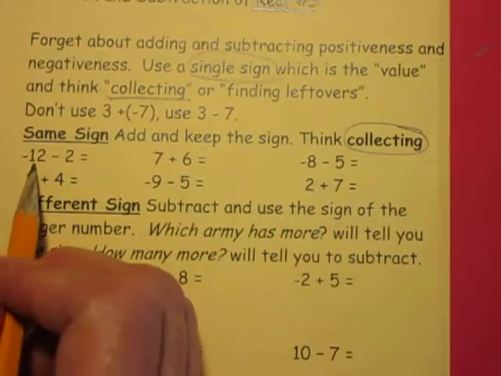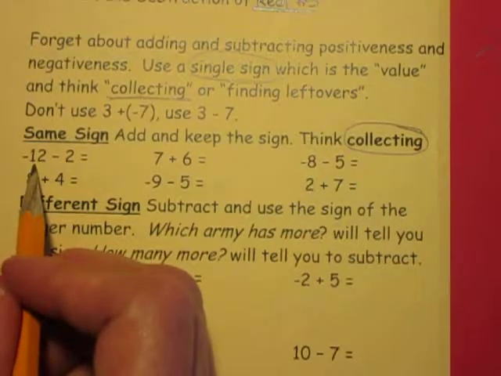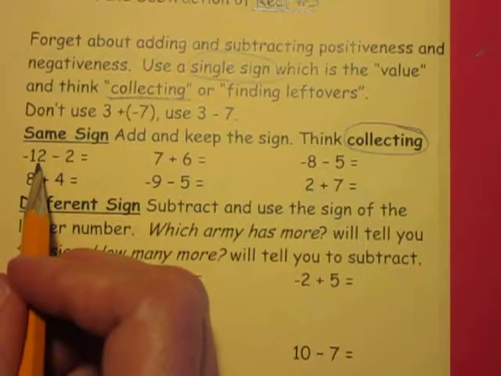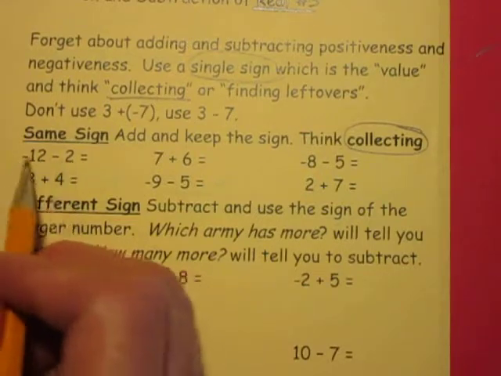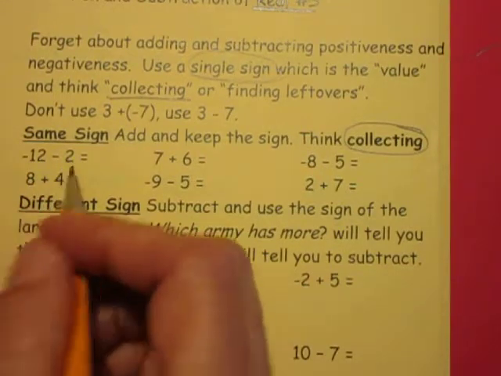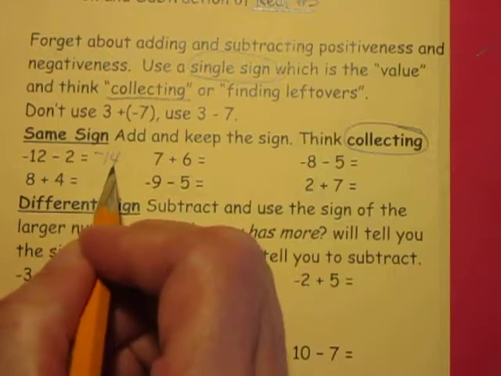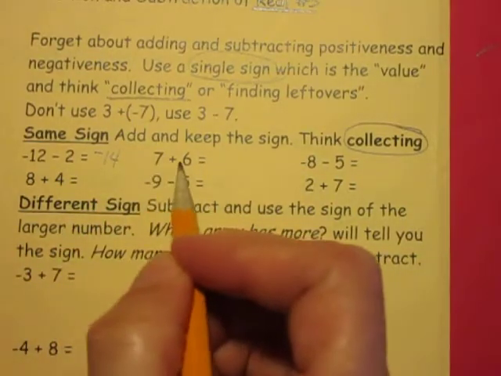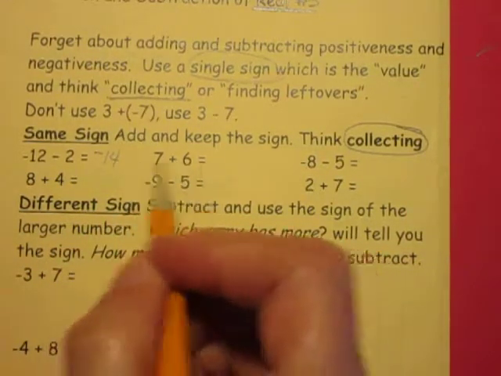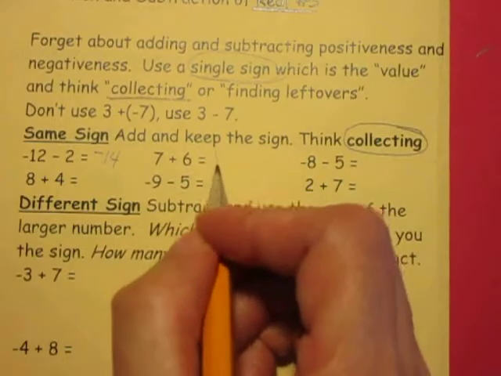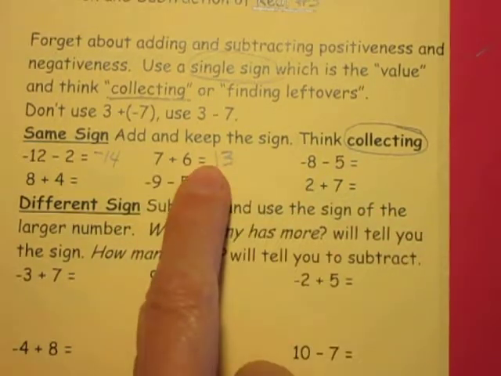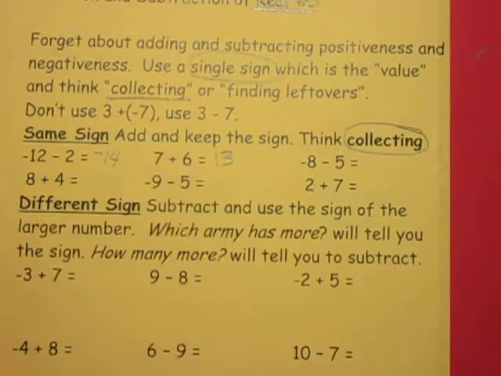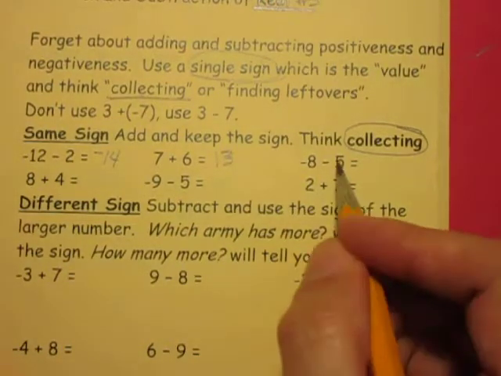So when I have something like -12, and I am trying to collect a -2 with it, obviously I'm going to be looking at how many negatives I have total. I have -14. When it's positives, it's just back to your regular old addition. I'm grouping a bunch of positive numbers. This will be +13. And notice very often you won't write the positive there. If there's no sign, it's assumed that it's a positive number.